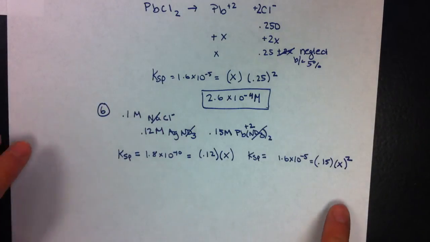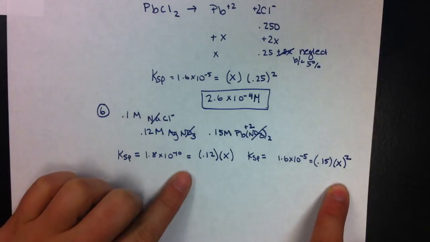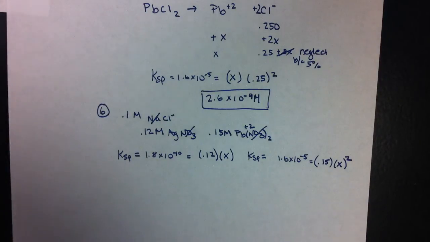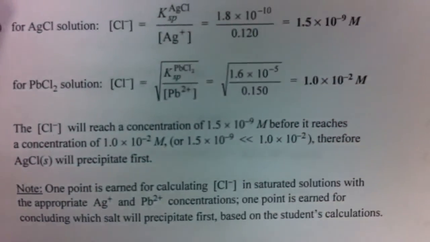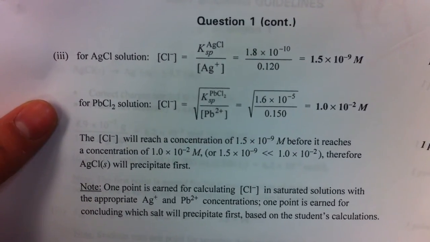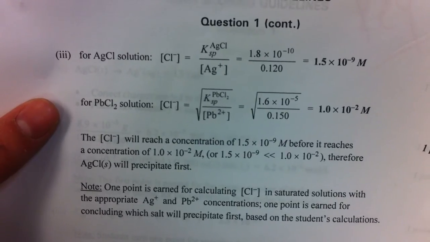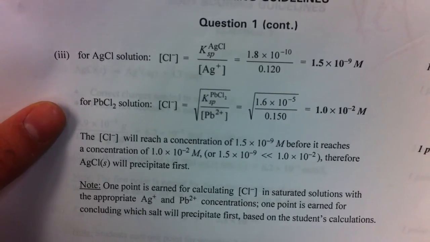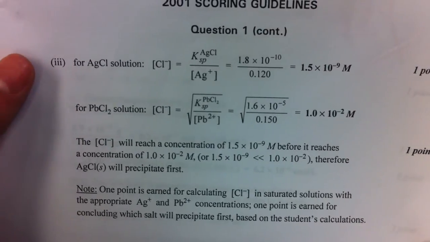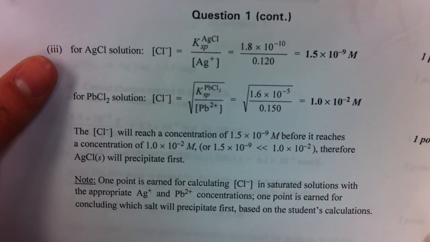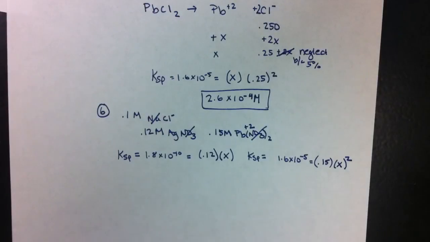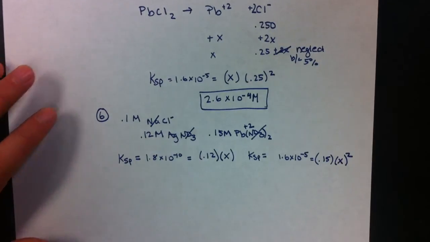So when you solve these, you should end up finding that the Cl will reach a concentration of 10 to the negative 9th. We need a lot less Cl to make the AgCl than we do for the lead. Okay, so that's this problem.